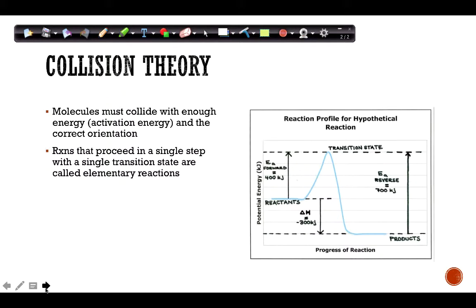Reactions that proceed in a single step with a single transition state are called elementary reactions. Each little step in a reaction is elementary. You're looking at how many molecules are involved in those steps. If it only involves one molecule, it's unimolecular, or first order. If it involves two molecules, it would be bimolecular or second order, and so on and so forth. But usually we don't see more than three molecules being involved.